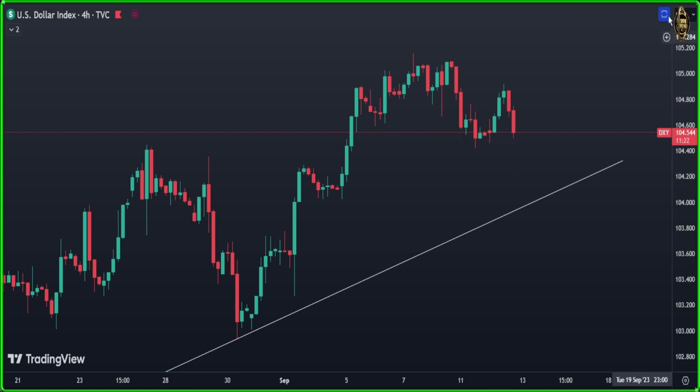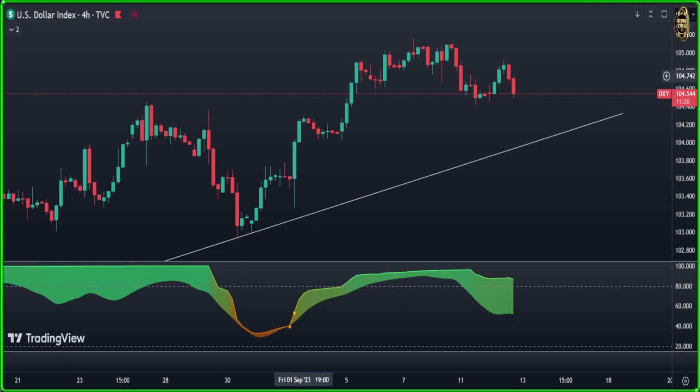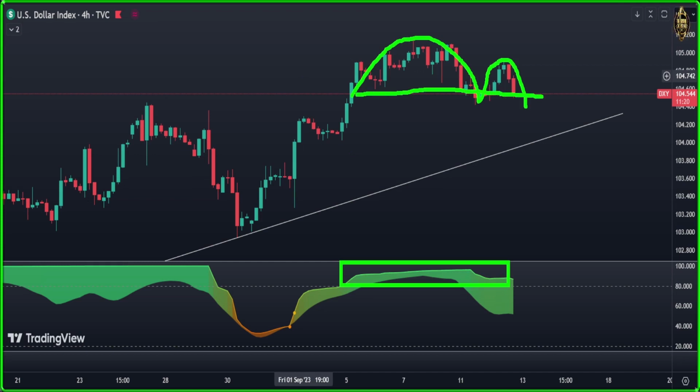Let's see what our indicator is saying, guys. Our indicator, as you see, is at the overbought area. So technically you need to look for a short, but as I showed you, it's breaking the neckline of that cup and handle which is down here. If we don't break it, there is no short entry, you need to wait.